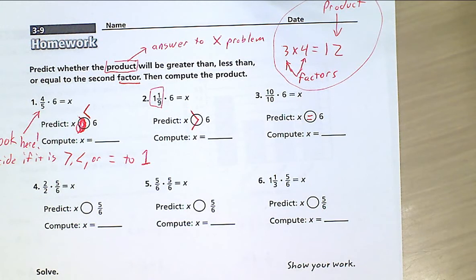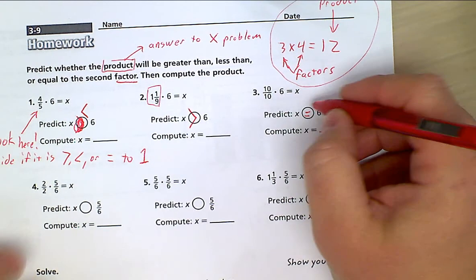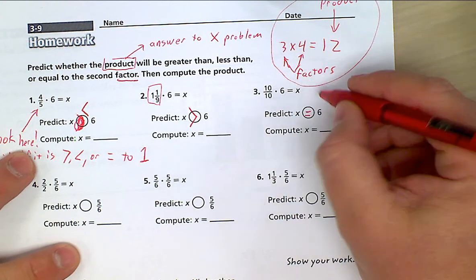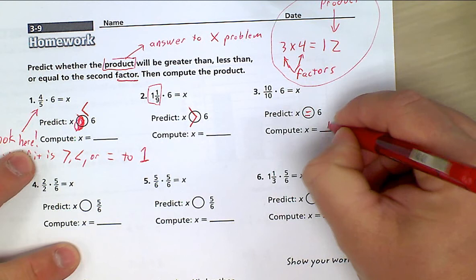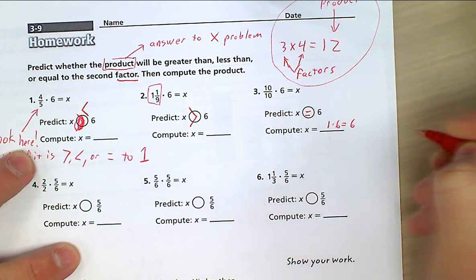Alright. So now when it says compute x, what we need to do on all of these is solve. So off to the side somewhere, we're going to solve all these. Well, number 3 is pretty easy cheesy. We said 10 over 10 makes 1, right? So 1 times 6 equals 6, and we're done. Circle the 6.